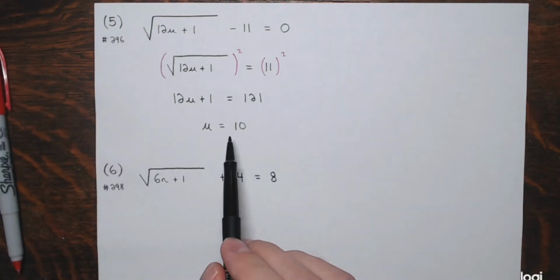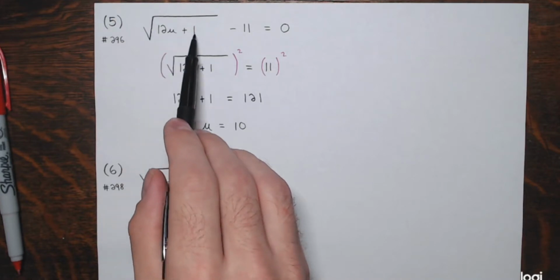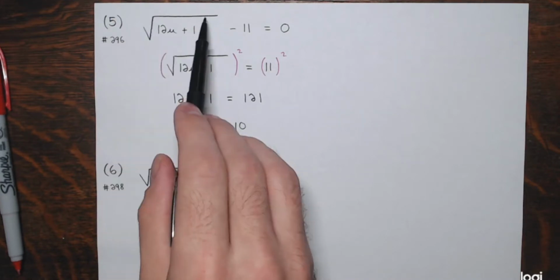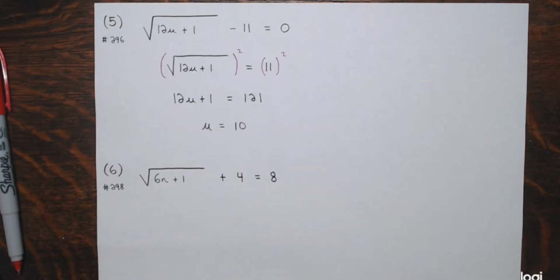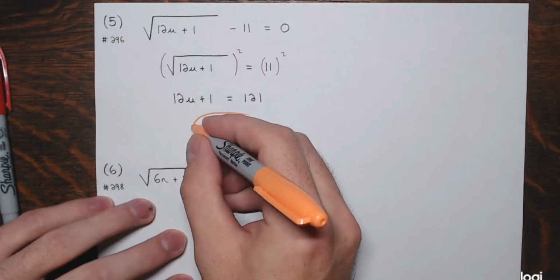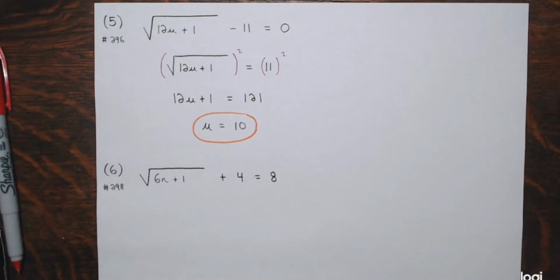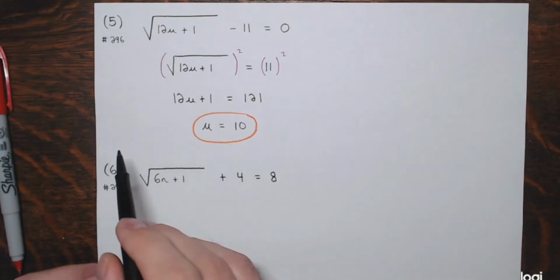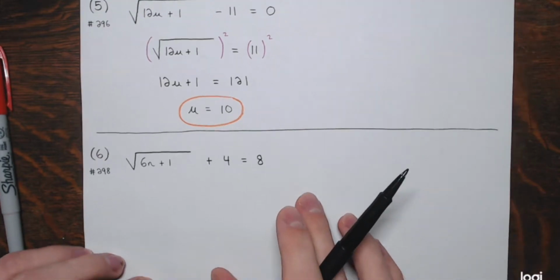Alright, and if you check this, plug in 10. 12 times 10 is 120, plus 1 is 121. The square root of 121 is 11. Minus 11, you'd have 0 equals 0. This works. Alright, so 10 is a good solution. Great. Alright, question 6, which is number 298 in the text.